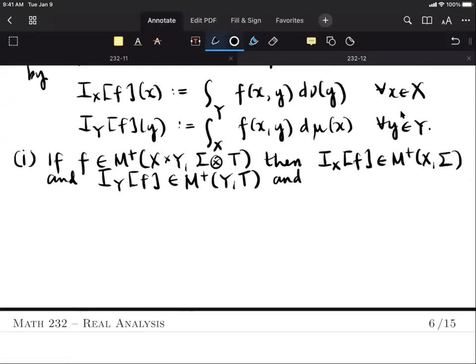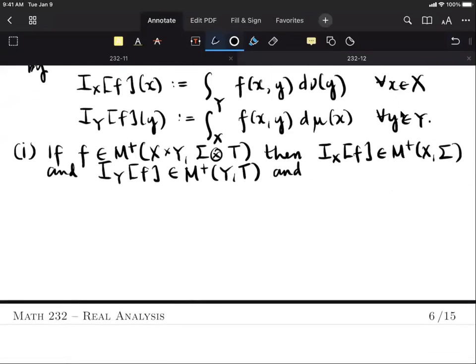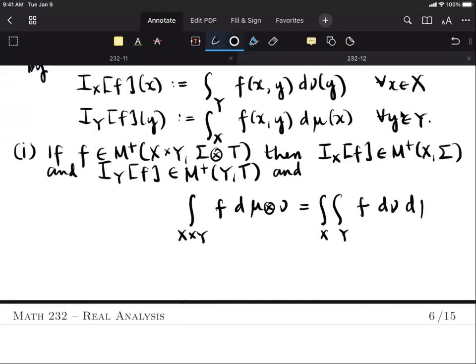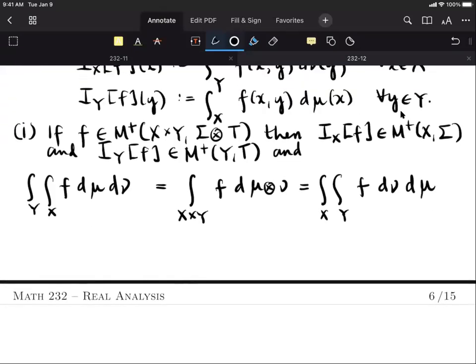And furthermore, the integral over the product space of f with respect to the product measure is the same as the following iterated integral. So we can integrate first with respect to nu, followed by mu, and you get the same result when you interchange the order of integration. And let us say that this is equality star.